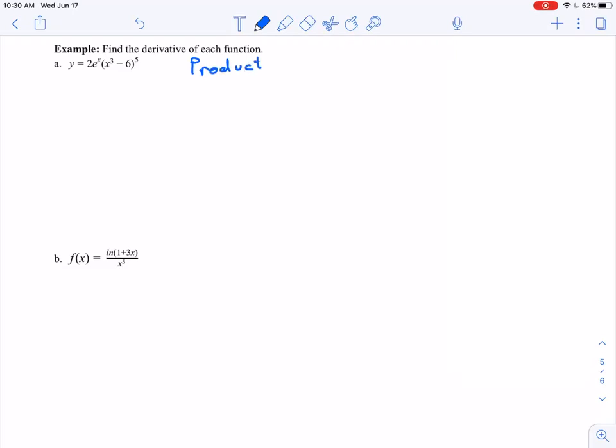And will I need anything else? So maybe let's look at the derivatives of each one of these separately. Derivative of 2e to the x, well, I know how to deal with that. But the derivative of (x cubed minus 6) to the 5th power, when I take the derivative of this part, this is going to be a chain. So this is a product rule and a chain rule. And when we have more than one derivative rule happening at once, I would strongly encourage you to slow down, take smaller steps, because it's really easy to make a mistake with these.